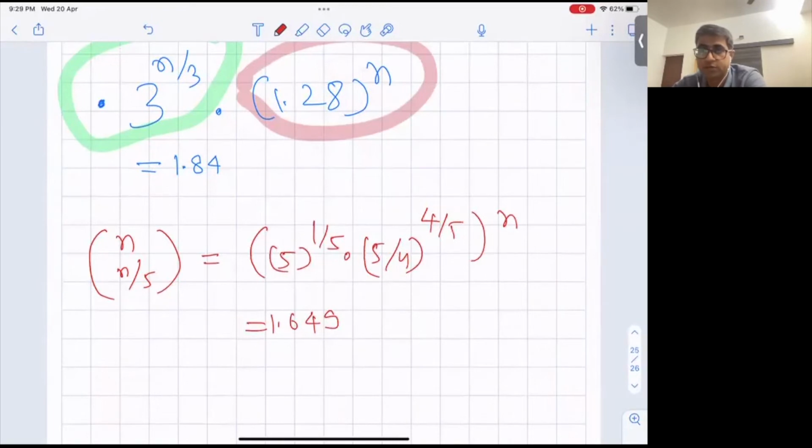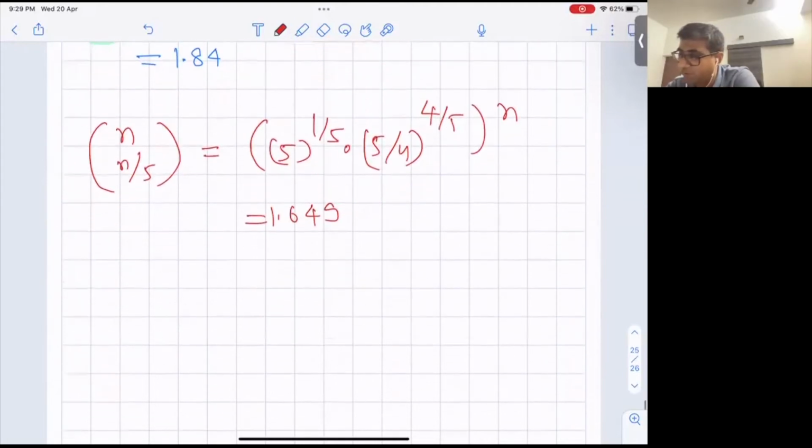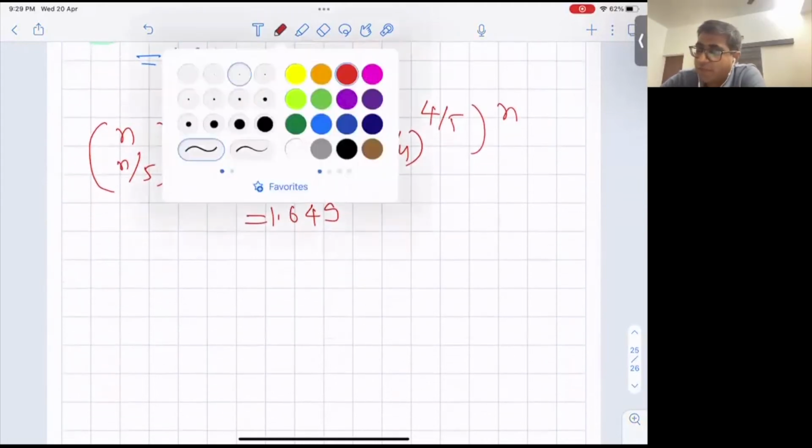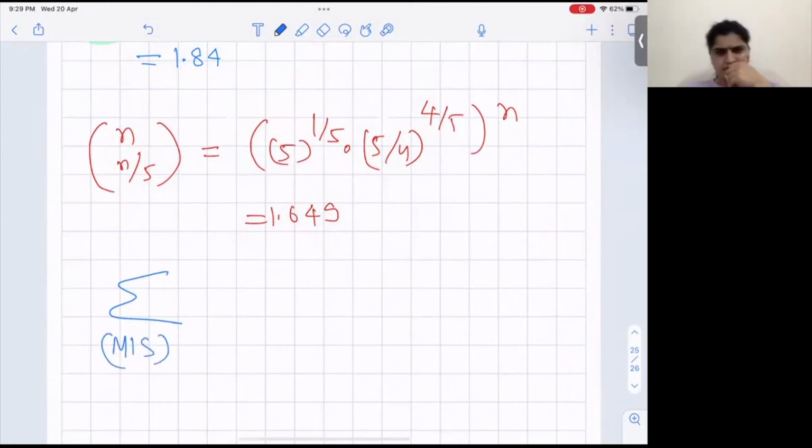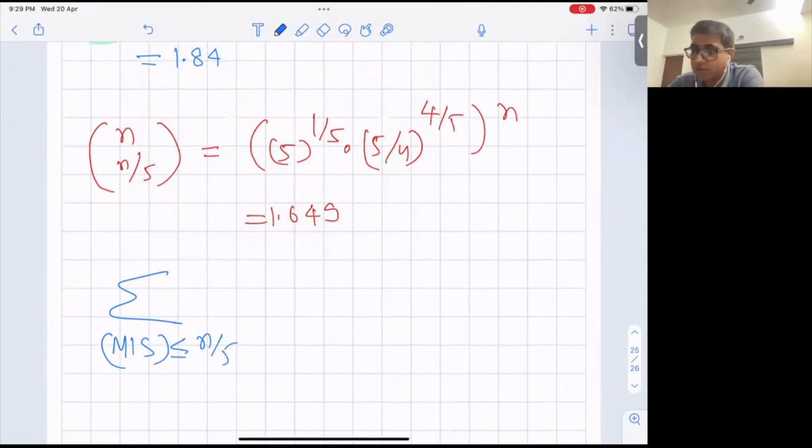Is that fine? Correct. It doesn't matter, 1.6. I'm just giving you some example. So what I will say is, let me sum this. I'm going to sum over maximal independent sets of size at most n over 5, plus maximal independent sets of size at least n over 5.